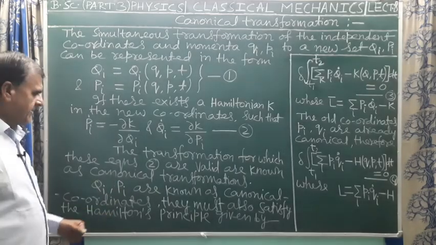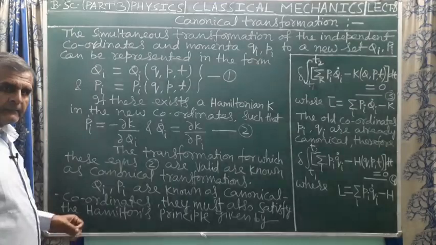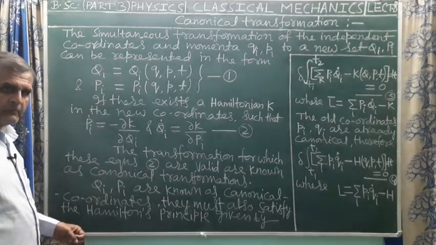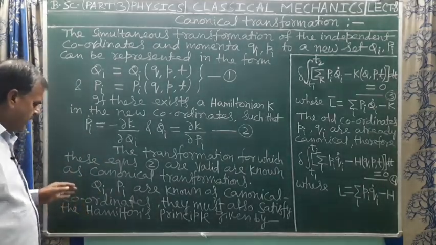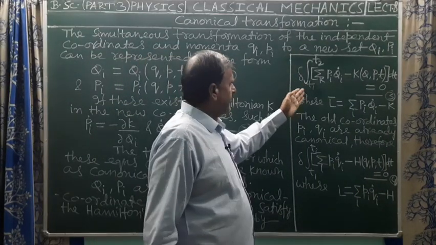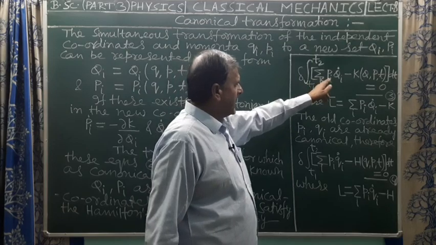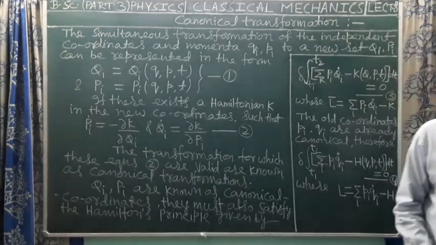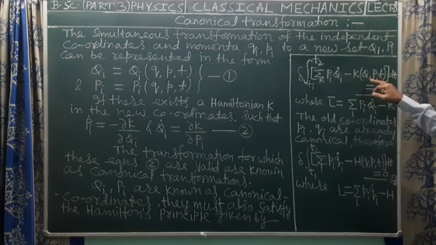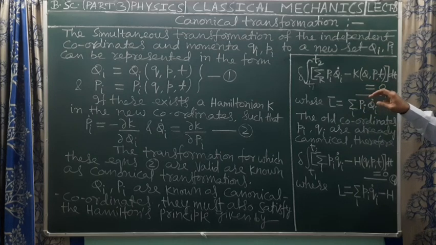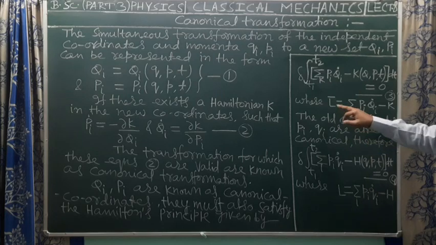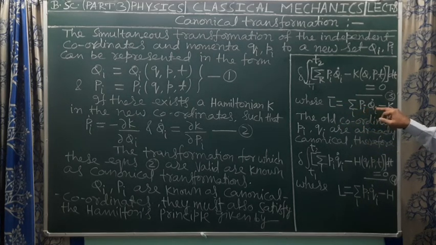So capital Qi and capital Pi, known as canonical coordinates, where capital Qi is the position coordinate and capital Pi is the momentum coordinate in the new coordinate system, must also satisfy Hamilton's principle, given by delta integral T1 to T2 of the bracket sigma over i of Pi Qi dot minus K, which is a function of capital Q, capital P, and time t, bracket closed, multiplied by dt, equals 0, where in place of the Lagrangian in the new coordinate system, L bar equals sigma over i Pi Qi dot minus K.